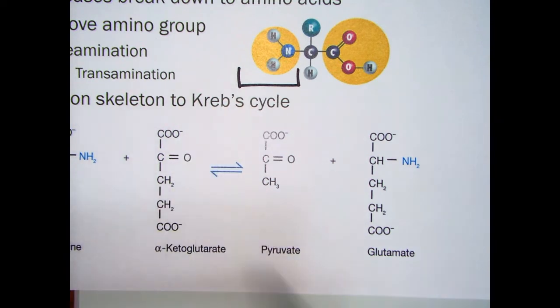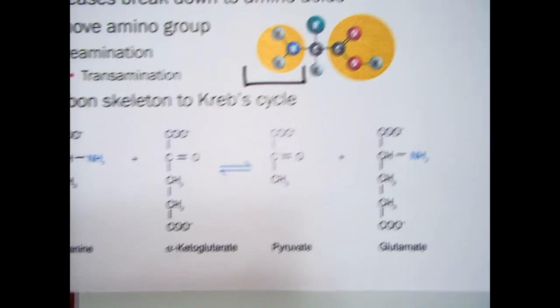So once you've gotten rid of the amine group, the carbon skeleton will be further processed and will go into the Krebs cycle. And so then it will be completely oxidized to carbon dioxide, and we will be making some NADHs and some FADH2s and some GTPs. Again, remember, you do not need to know the numbers for any of those.